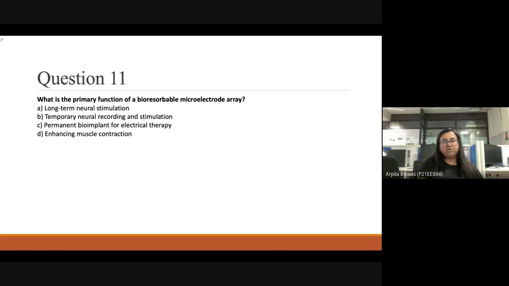What is the primary function of a bioresorbable microelectrode array? First option is the long-term neural stimulation. Second option is the temporal neural recording and stimulation. Third option is the permanent bioimplant for electrical therapy. Fourth option is the enhancing muscle contractions.